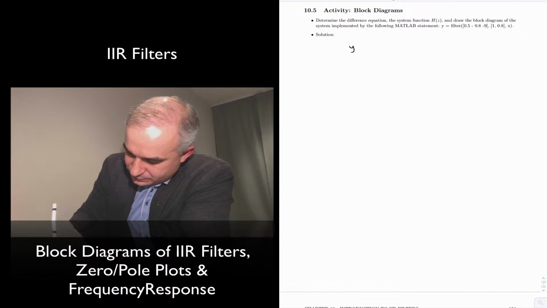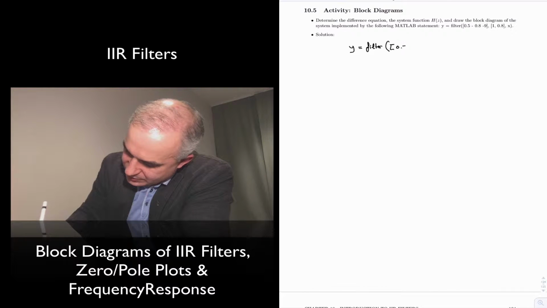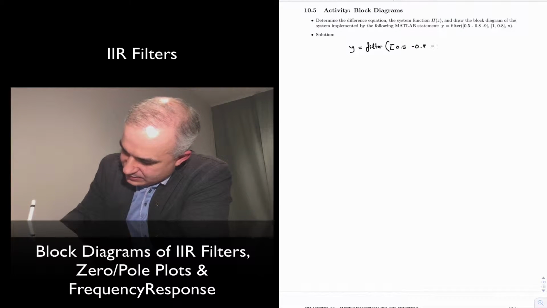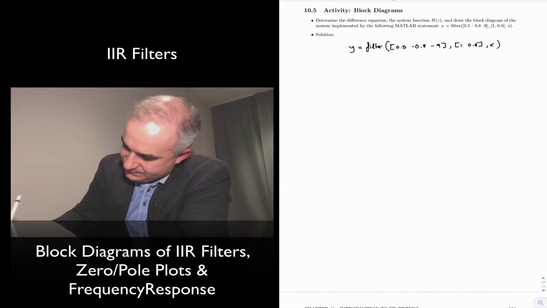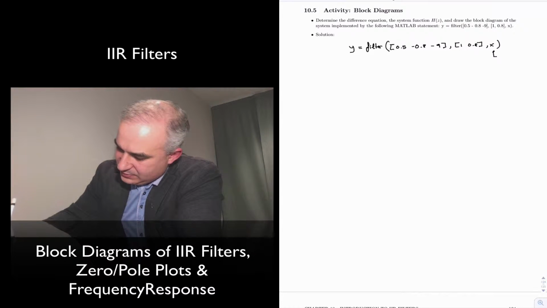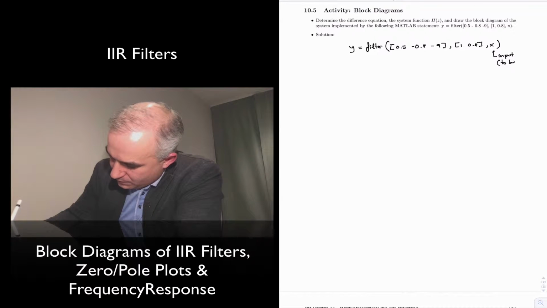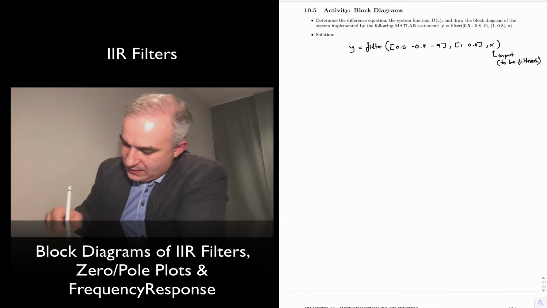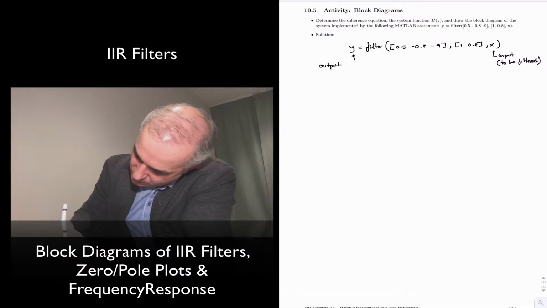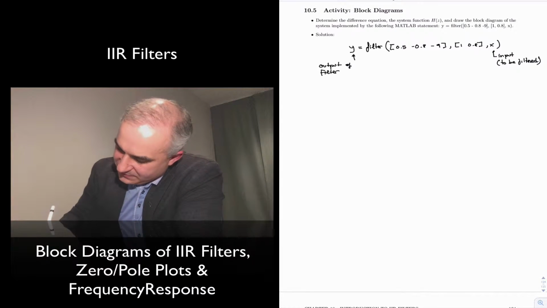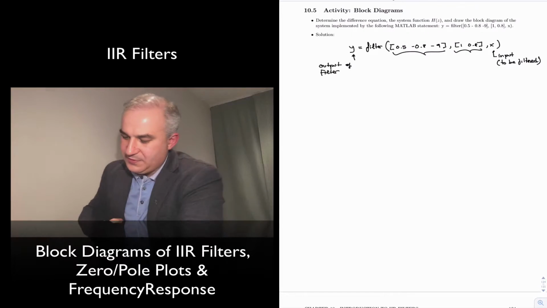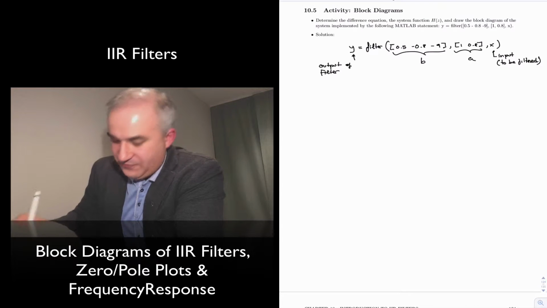What we have is y equals filter, with coefficients 0.5, minus 0.8, minus 9, and 1, 0.8, and x. Remember, x is the input signal, the signal that you want to be filtered. This is the output of the filter. You filter the signal with this filter, which is characterized by the B coefficients and the A coefficients.